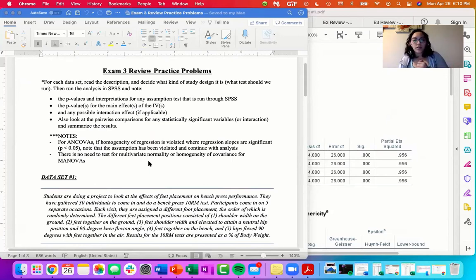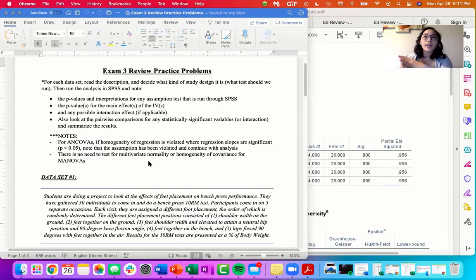For our purposes, just so we can get through as many examples as possible, we will just look at the outputs that I've already created. But again, if you want to practice running procedures, that's a fair thing to do. On the exam, you will get at least one type of each test that we've covered. I already showed you, you can expect an ANCOVA output and a MANOVA output.